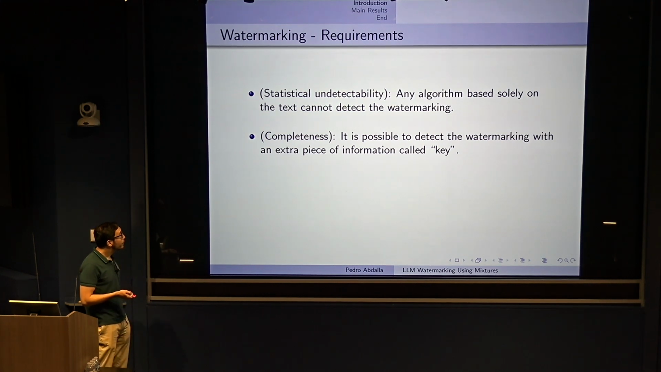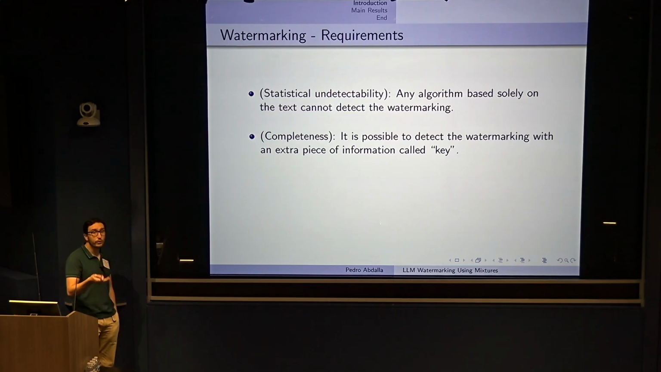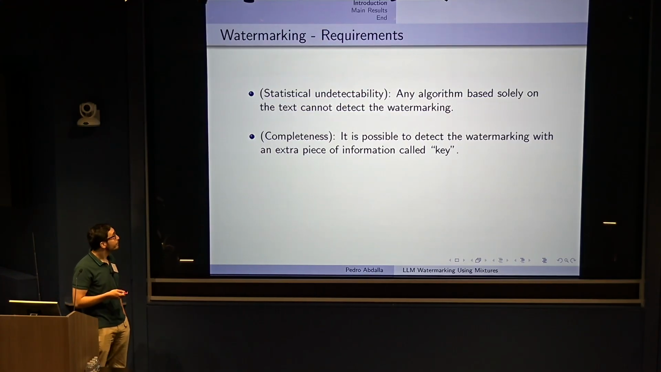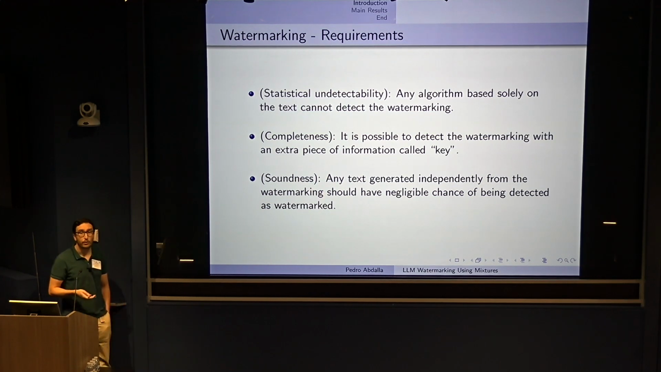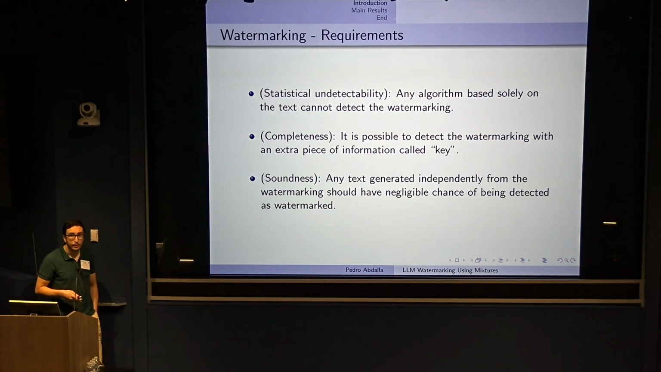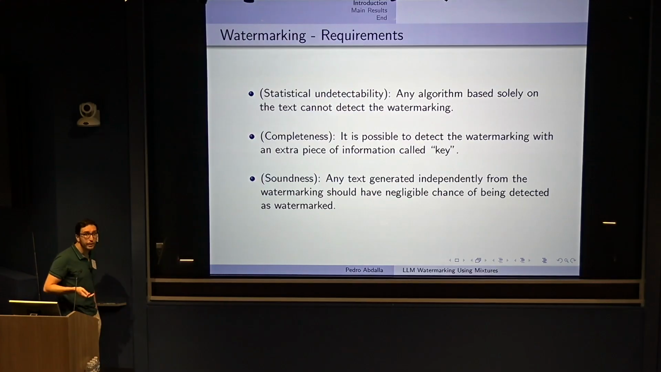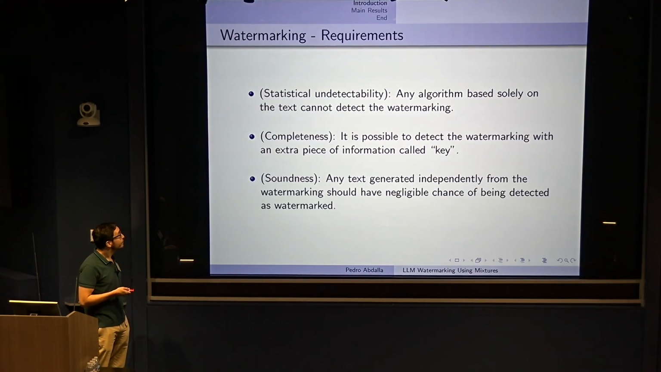We want a property called completeness. It's possible to detect the watermark with an extra piece of information, the key. Once we inject the signal and the text comes from the LLM, you should use the key to detect it. There is a hypothesis test in the background that you will see soon. And soundness: we don't want false positives, in statistical language. We don't want to pick any text and accuse it of being watermarked, especially given delicate applications. So if the text was generated in a way completely independent of our key or watermarking scheme, then we should not detect it as watermarked. Is it clear? Okay.